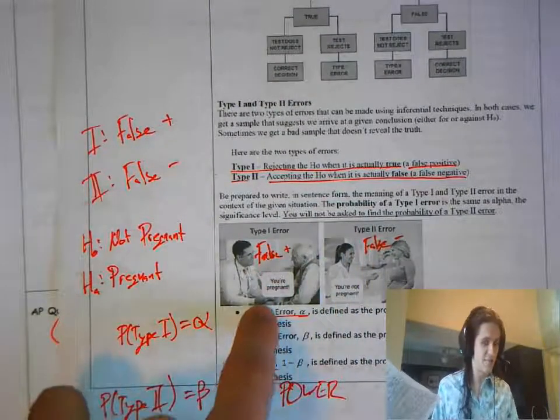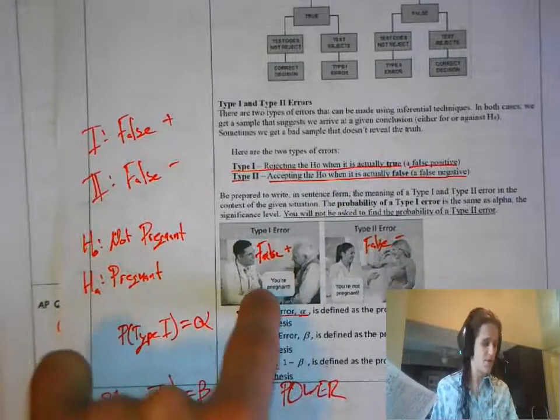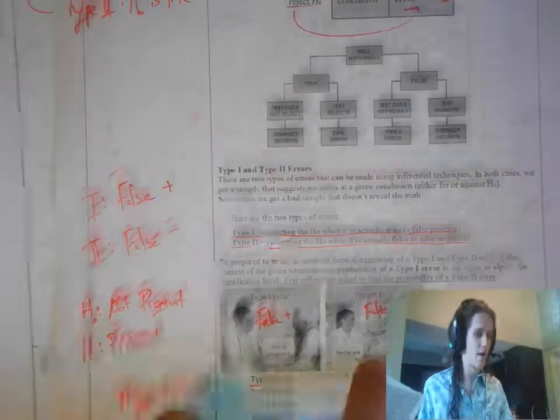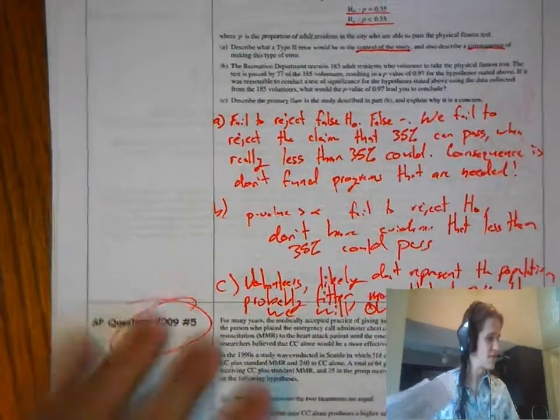Telling a man that he is pregnant, that's a type 1 error. Telling a pregnant woman that she is not pregnant, that's a type 2 error. Again, there, the Ho being not pregnant. That's a funny statement to record on a video.